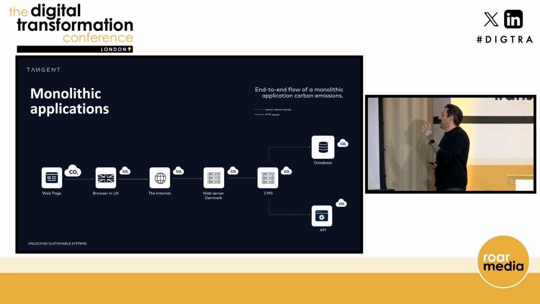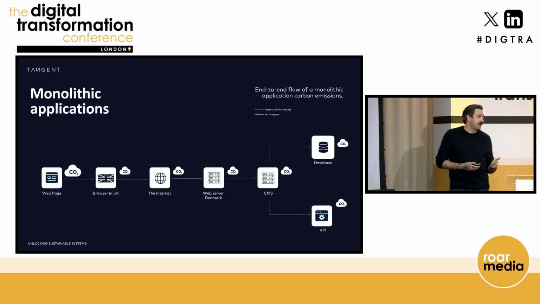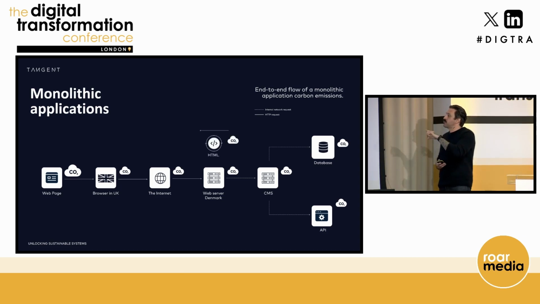That web page that's generated by this web server in Denmark might be using a CMS. It might be pulling information from a database. It might be pulling something from an API. All of this will have CO2 attached to it. And it will create some HTML and fire it back across the internet. That's how a web page works. There's CO2 all the way along that chain, and it's important for us to realize this is a real-world thing, and it's having an impact on the environment.